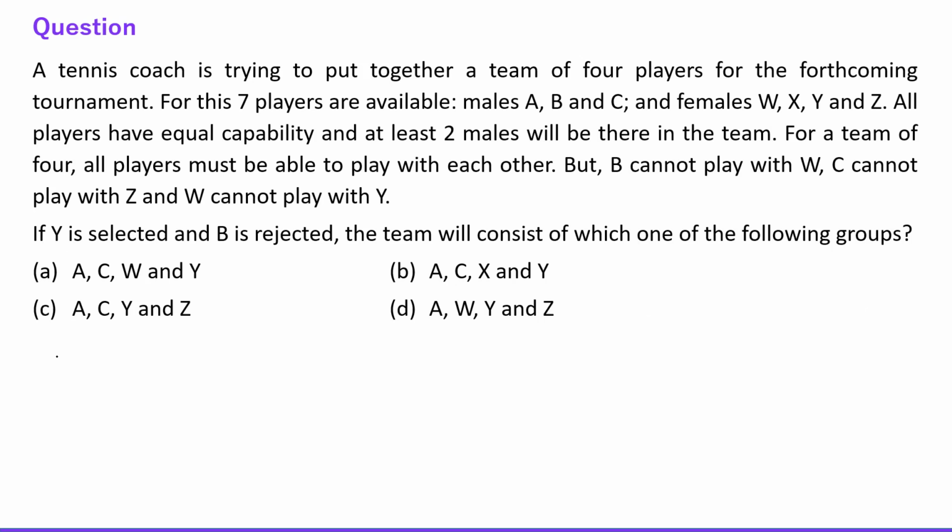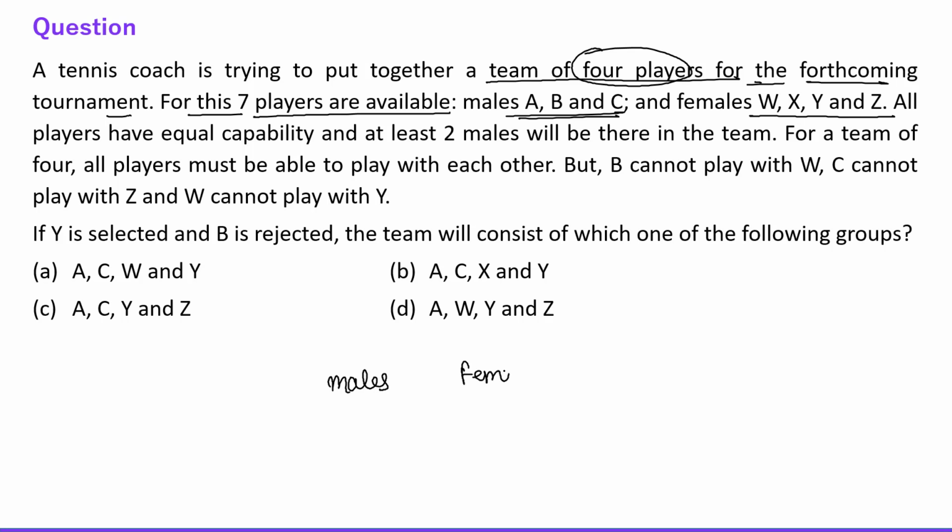The next question is, a tennis coach is trying to put together a team of 4 players for the forthcoming tournament. For this, 7 players are available. The males are A, B, C, so A, B, C are male, and the females are W, X, Y, Z. So males and females: A, B, C and W, X, Y, Z.